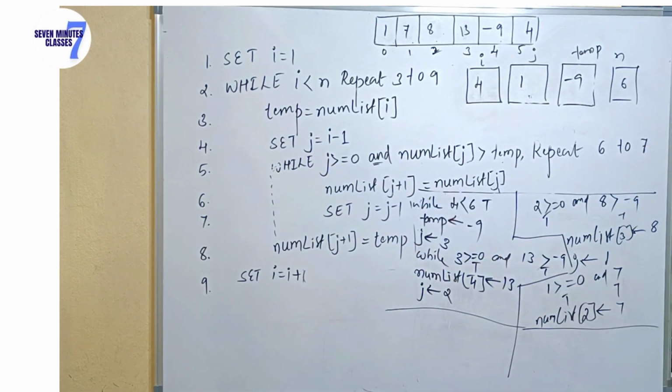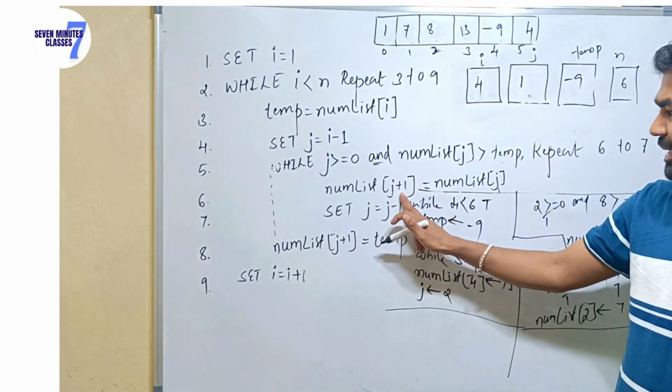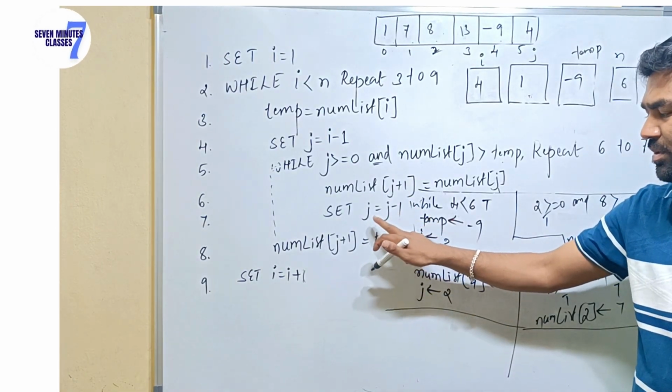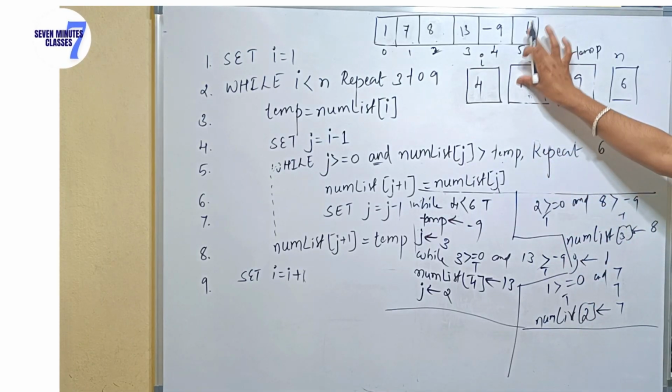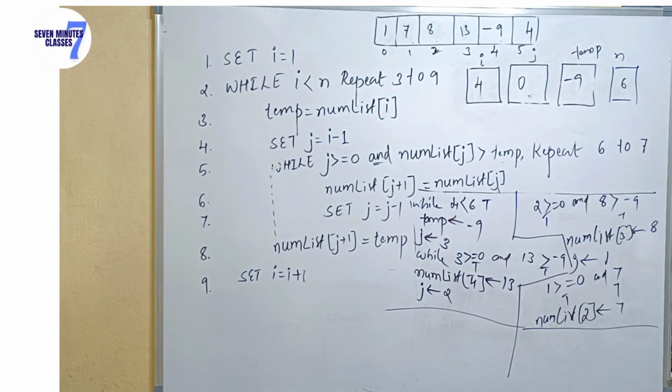Come back to this. Now, look at this. Num list of 2 equal to 7. This is completed. Now I have to do this also. j equal to j minus 1. j was 1, 1 minus 1 is 0. Okay. Now go back to the loop.